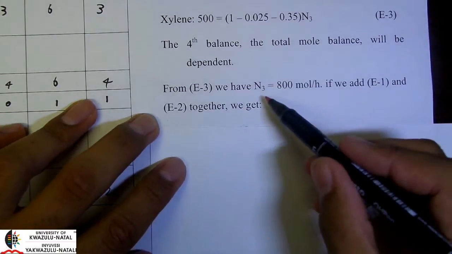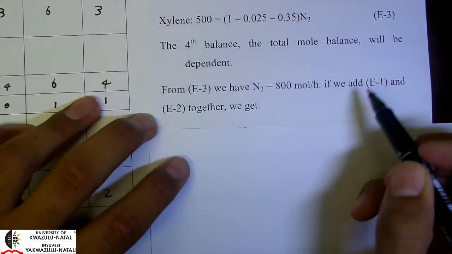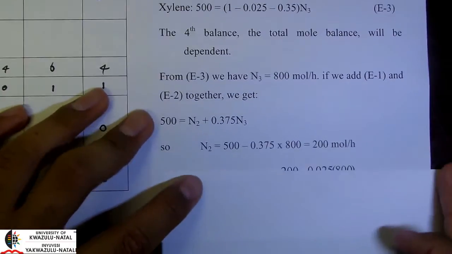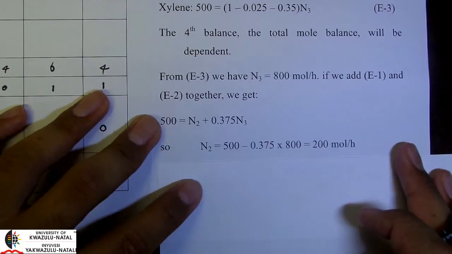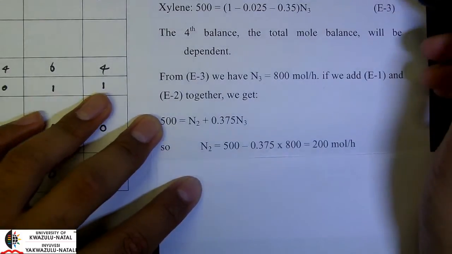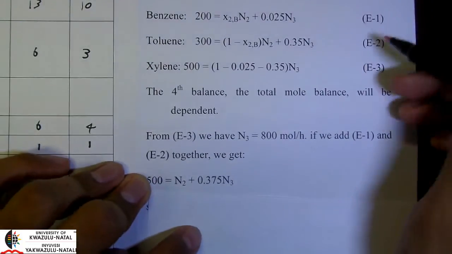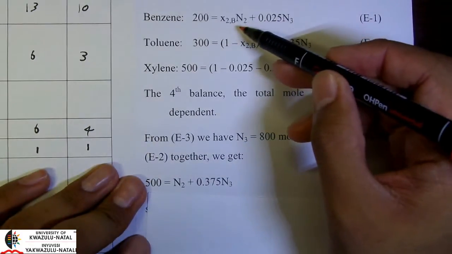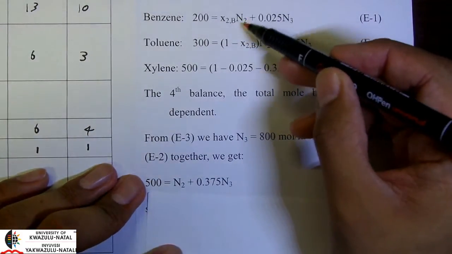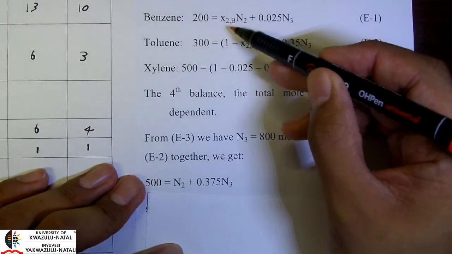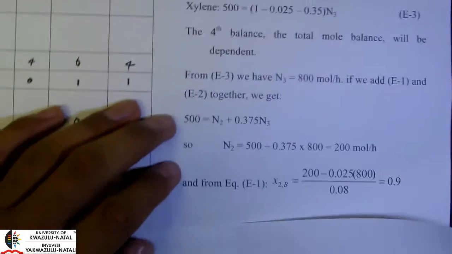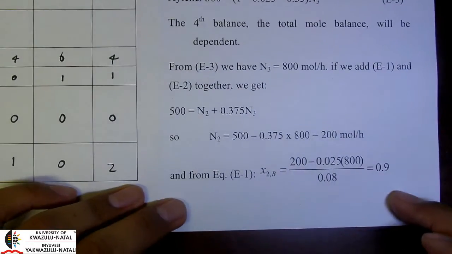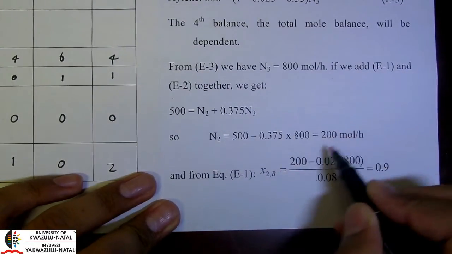Okay, so we obtain N3 to be 800 moles per hour. And we can do some manipulation between our equations to simultaneously solve for our total flow for stream 2 and our mole fraction of benzene in stream 2. Okay, and we obtain the following results.